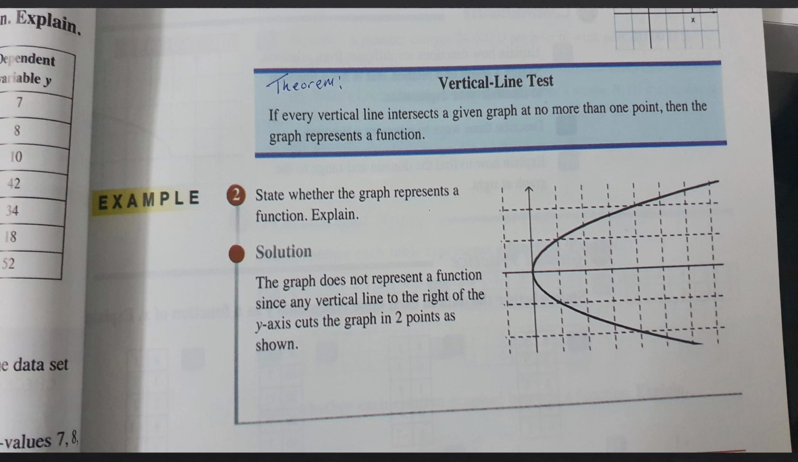Okay, example 2. State whether the graph represents a function and explain. So we have the graph here. The solution says the graph does not represent a function, since any vertical line to the right of the y-axis cuts the graph at two points, as shown. So we have 2 points here where it cuts the graph. That way it is not a function.